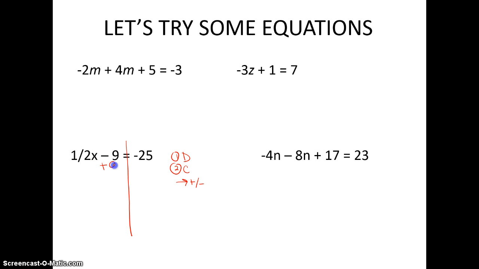The opposite of minus 9 is plus 9. What I do to one side, I do to the other. 1/2 x comes down by itself. Negative 25 plus 9, negative 16. Here's how to get rid of any multiplying or dividing. Opposite of multiplying by 1/2 is multiplying by 2. What I do to one side, I do to the other. X equals negative 32. Negative 16 times 2, negative 32.